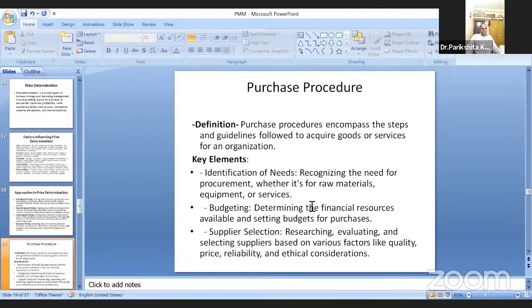And also supplier selection. Supplier selection, you have to go for research. You have to evaluate. You have to monitor. Who are the suppliers there? Yes or no? And they are supplying quality products or not. Price is good or not. Either their reliability. Yes or no? They are reliable to us. All the aspects you have to consider when we are talking about the purchasing procedure, right?